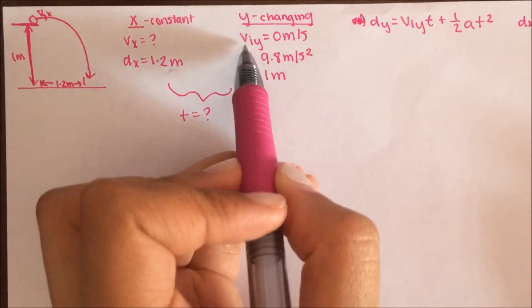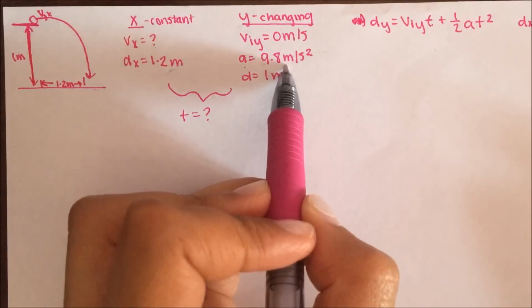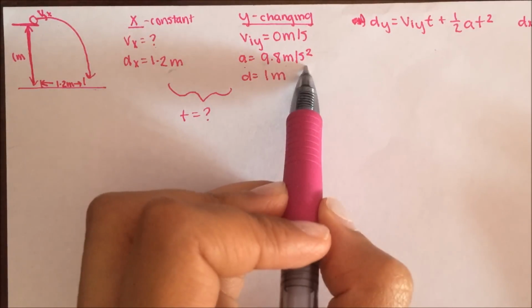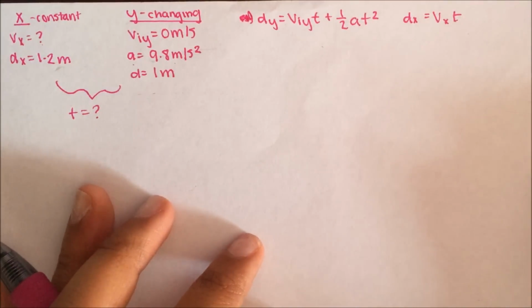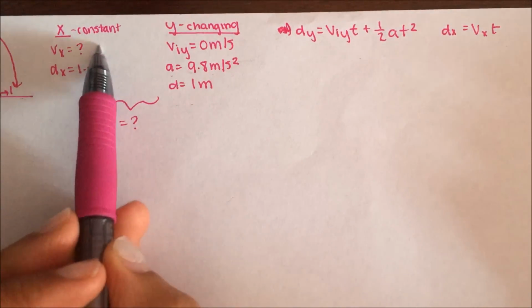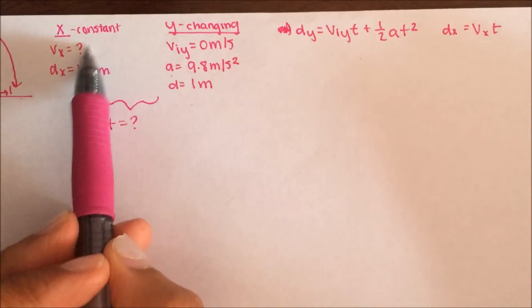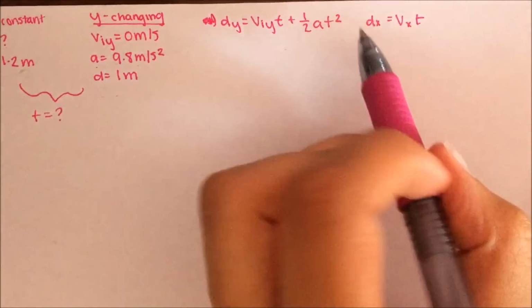Vertically, in the y direction, we know the initial velocity in the y direction is 0. The acceleration is 9.8 meters per second squared, and the distance is 1 meter. So what we're trying to find in part A is the initial speed of the ball. This is basically the speed in the x direction, because that's all we have initially. So for that, we're going to use constant motion.